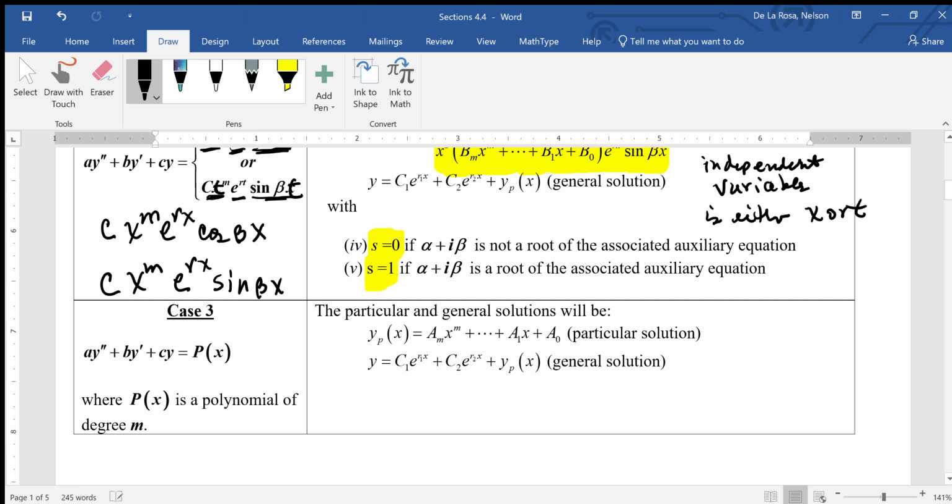Finally, case 3. Case 3 is the case where on the right we have a polynomial function only. If we have a polynomial function only, then the solution is going to be a polynomial of the same degree as the given polynomial on the right. Okay, and now we are going to show some problems relating to this method.